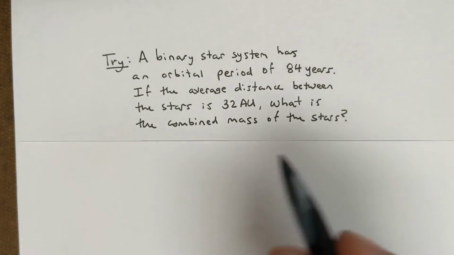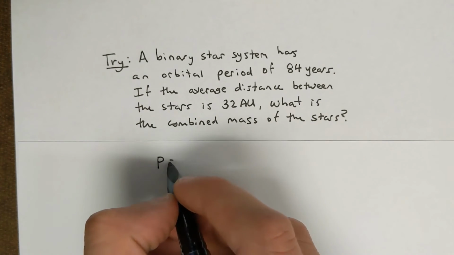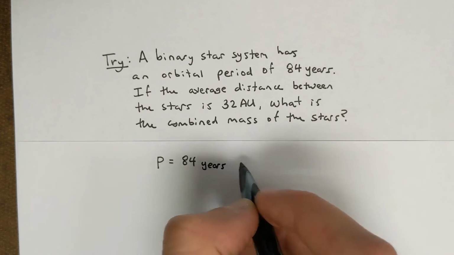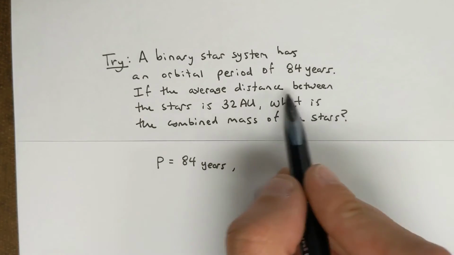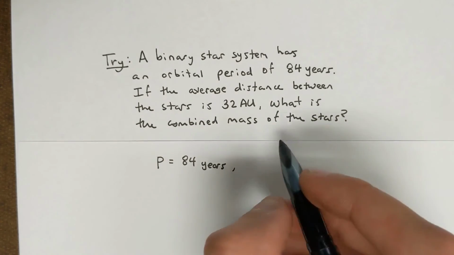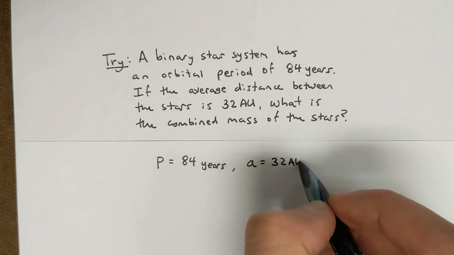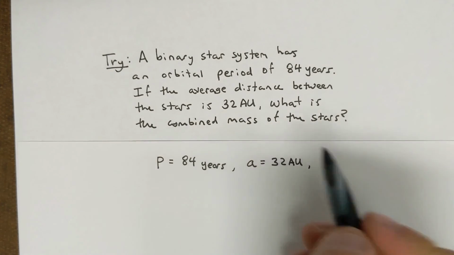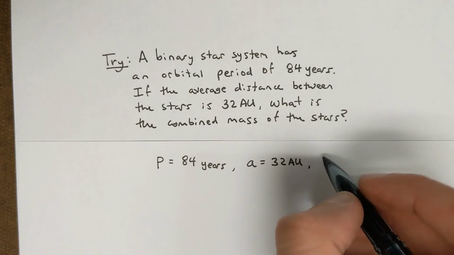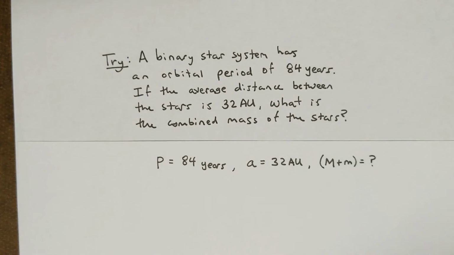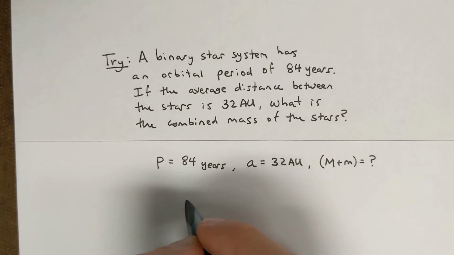Orbital period of 84 years. So P is 84 years. The average distance between the stars is 32 astronomical units, so that's our a, 32 astronomical units. And we want to know the combined mass of the stars, so we're looking for M plus m. That's our question mark.